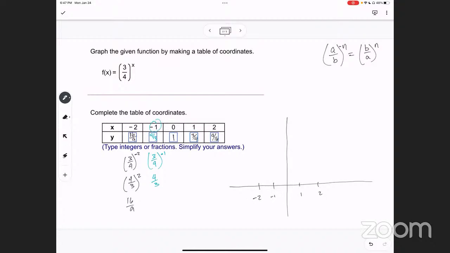it's getting bigger. And if you're going to the right, it always goes through 0, 1. And going to the right, it gets smaller. You see what's happening to the right? And going to the left, it gets bigger. 16/9 is like, it's still not 2, but it's close to 2.